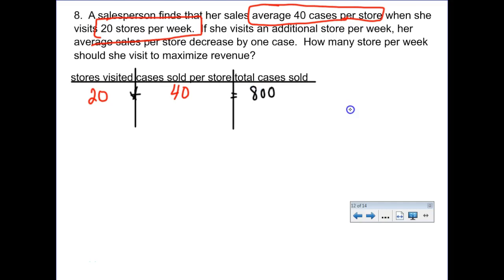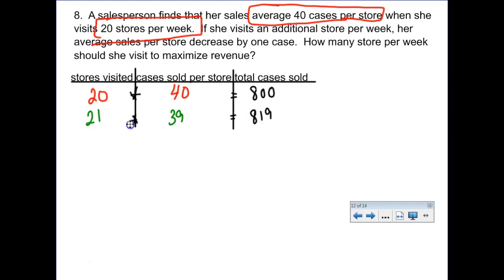800 total cases. And then it says, if she visits an additional store per week. So if she visits one more store, we're at 21. But what happens to her average cases per store? It says it's going to decrease by 1 case. So that would be 39. So how many cases total did she sell that mystery week? Is that 819? Okay.